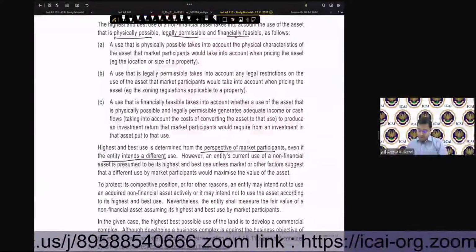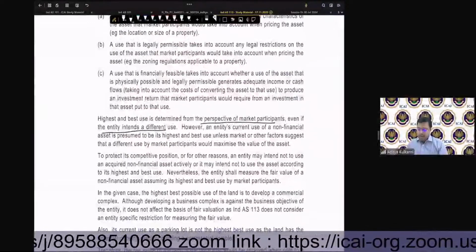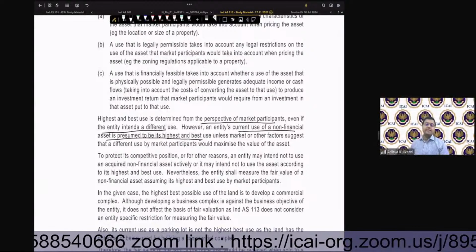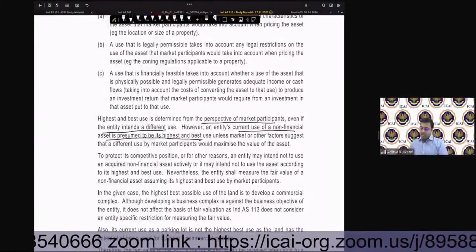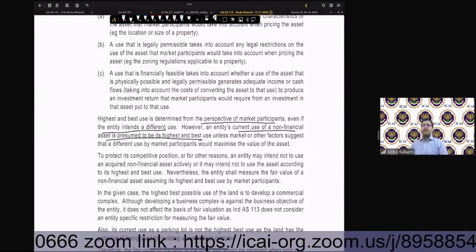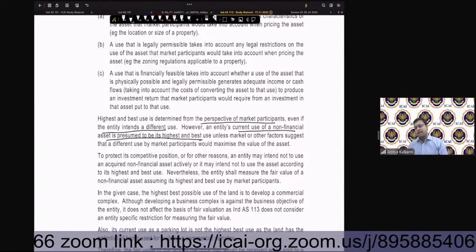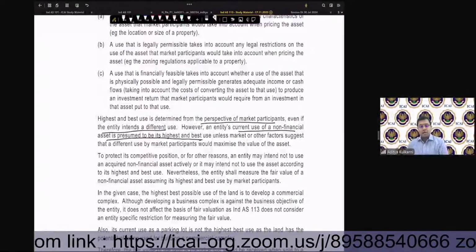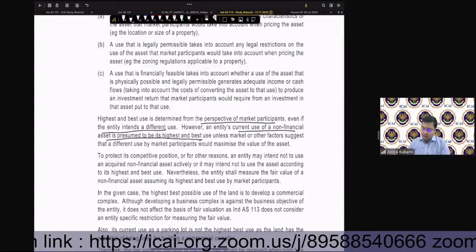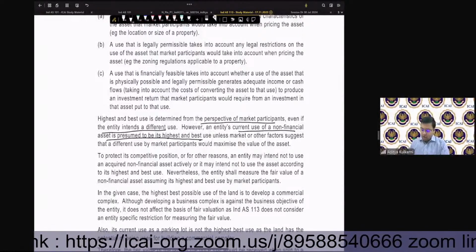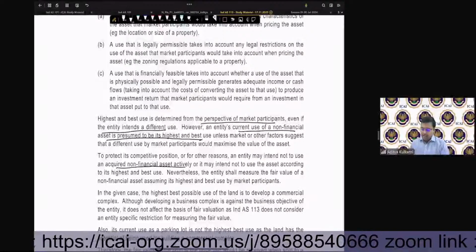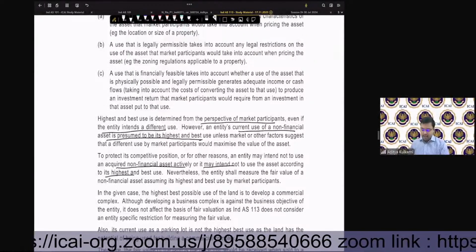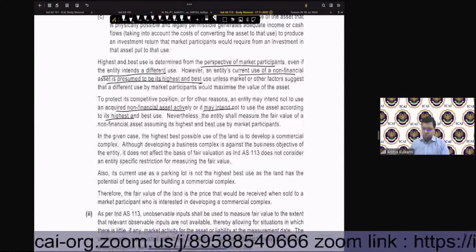However, an entity's current use of a non-financial asset is presumed to be its highest and best use, unless market or other factors suggest that there are alternative uses that can maximize the value of the asset. To protect its competitive position or for other reasons, an entity may intend not to use an acquired non-financial asset actively, or it may intend to use the asset according to its highest and best use. Okay, so that is all theory.